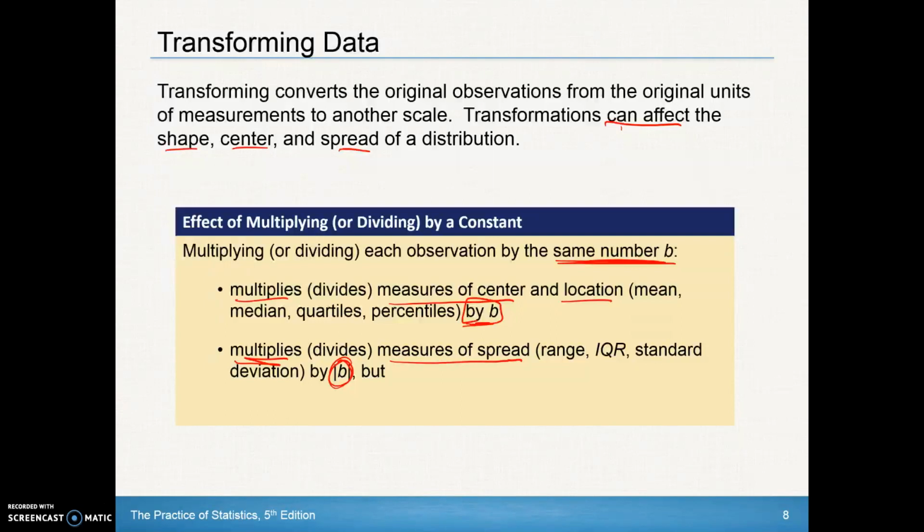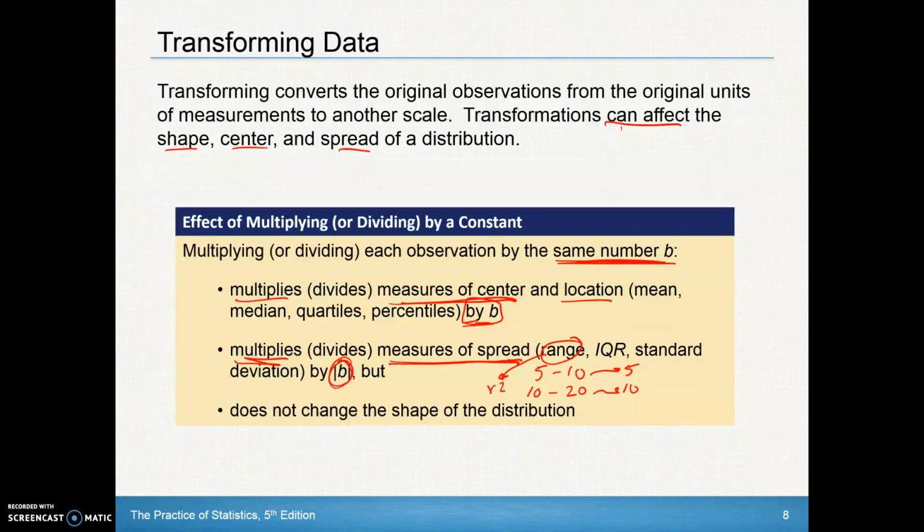Let's say I've got some scores that range from 5 to 10, and I multiply everybody's score by 2. The lowest score would now be 10, and the highest score would be 20. This range was 5; now that range is 10. So that range changed by whatever I multiplied by. So multiplying affects both measures of center and measures of spread, whereas adding, as we looked at before, only affects measures of center. It does not affect measures of spread.